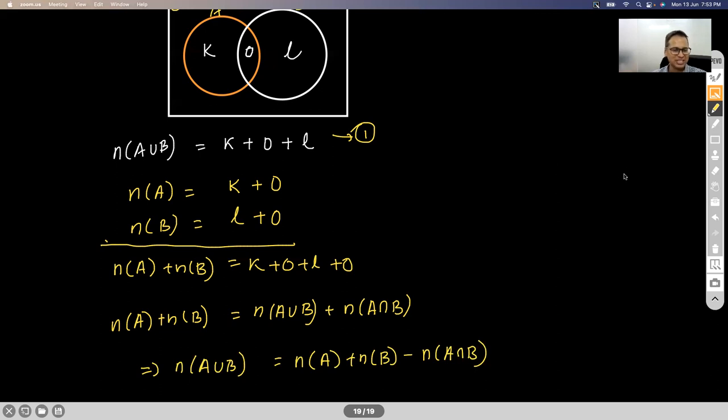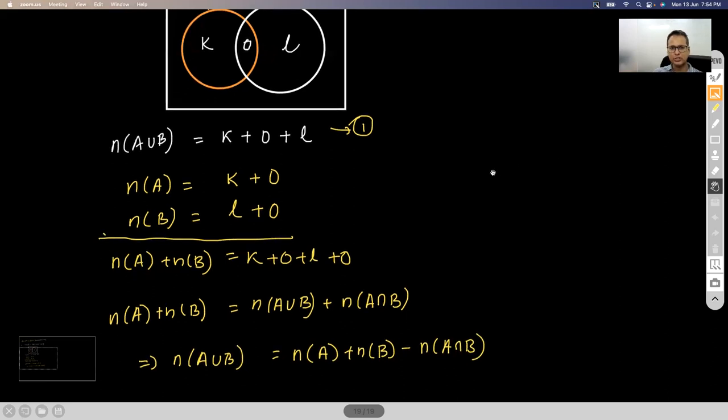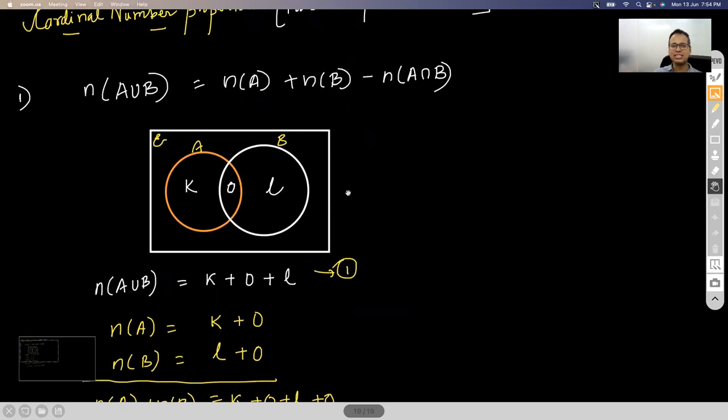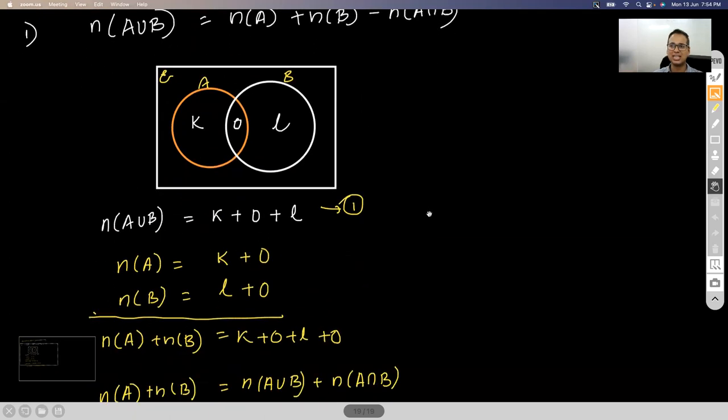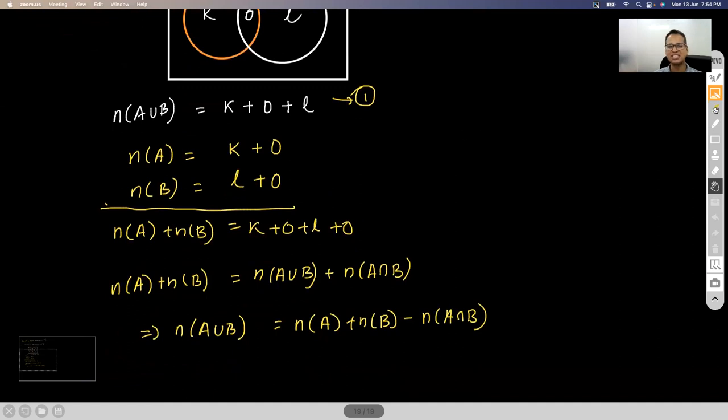Is that fine? Any questions, any concerns? Now, this basic law that you see can be extended to any number of sets. Even if you have 3 sets or 4 sets or let's say n number of sets, you can extend this particular property. How? Let's see that.